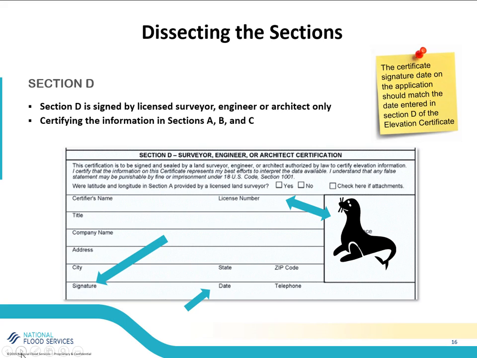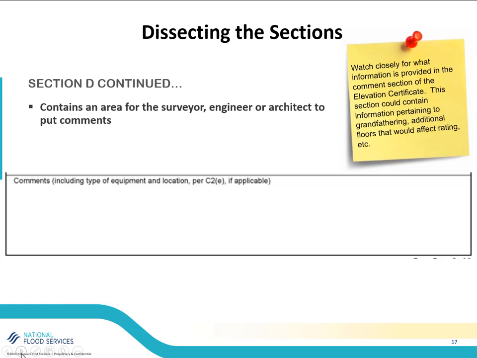When asked the certificate date on the flood insurance application, enter the date that's found in Section D. The second part of Section D allows the licensed surveyor, licensed engineer, or licensed architect to provide additional comments. If additional comments are written in this section, a signature will also be required.